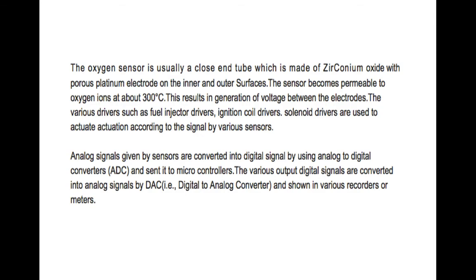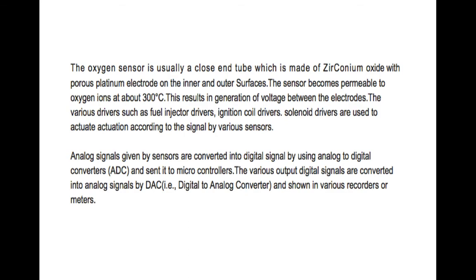The sensor becomes permeable to the oxygen ions at about 300 degrees Celsius. This results in the generation of voltage between the electrodes. The various drivers, such as fuel injection drivers, ignition coil drivers, and solenoid drivers, are used to actuate the actuators according to the signals from the various sensors.